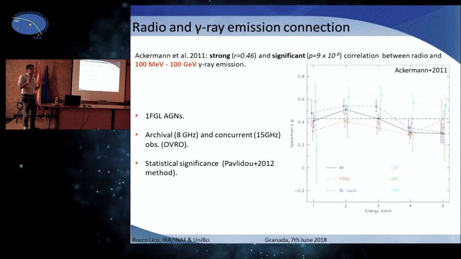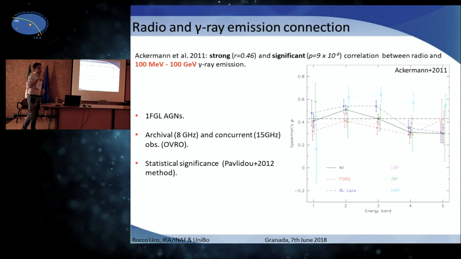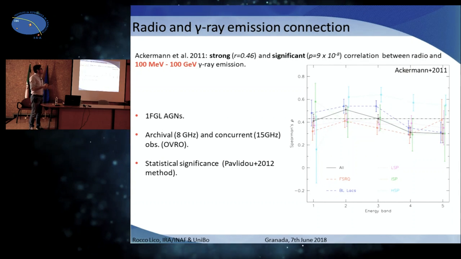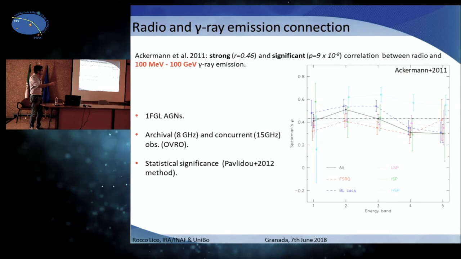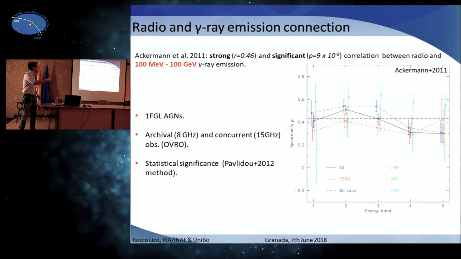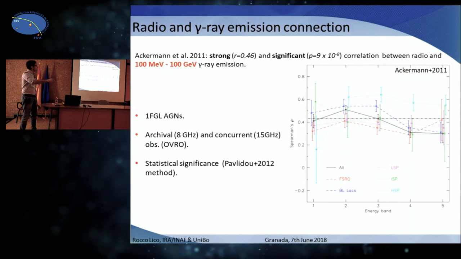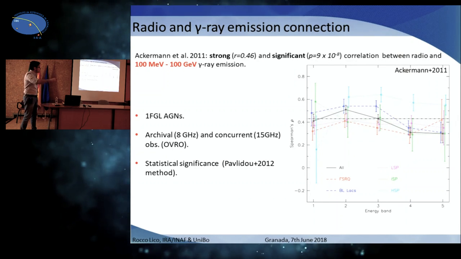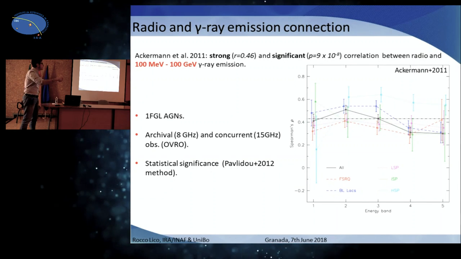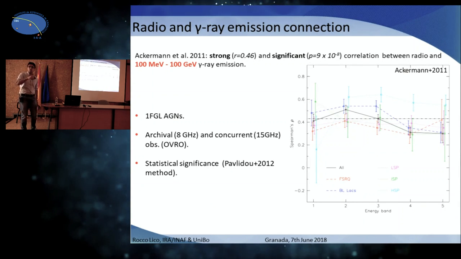And for assessing the significance of the correlation, they use a dedicated method, which is this one, and we're going to talk in more detail about this method in the next slides. And what they find is that there is a strong and significant correlation between radio emission and gamma ray emission in the energy range between 100 MeV and 100 GeV. In this plot, the authors show the correlation coefficient versus the energy band, and the different colors here indicate the different blazar subclasses we introduced before, BLR, fast spectral radio blazars, and LSP, HSP, and ISP.